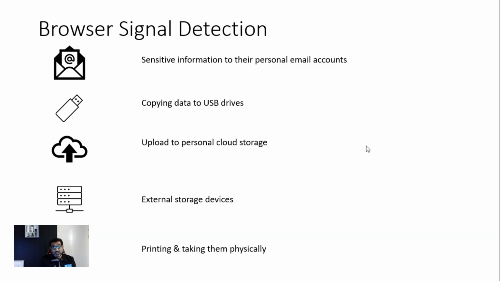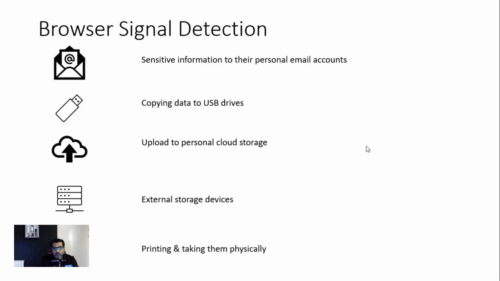Today we are going to dive into one of the important and crucial topics in insider risk management, which is browser signal detection. As we know, data theft can happen when users leave the organization. Here are some common channels through which data theft can occur.